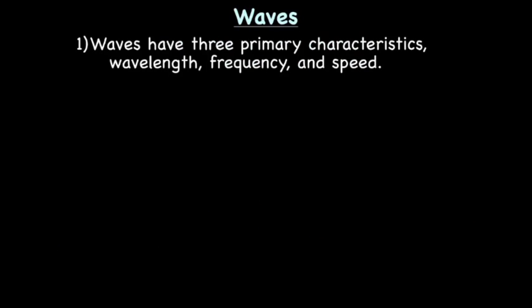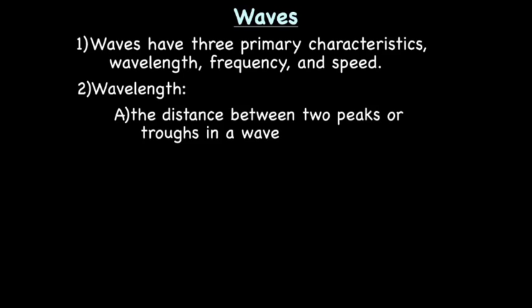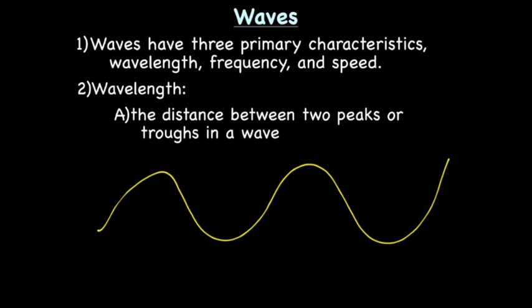Waves have three primary characteristics that you can calculate, hint, hint: wavelength, frequency, and speed. So, wavelength. Wavelength is the distance between two peaks or two troughs of a wave. Let me draw my beautiful wave again. The wavelength would be, for example, from here to here. That would be the wavelength.